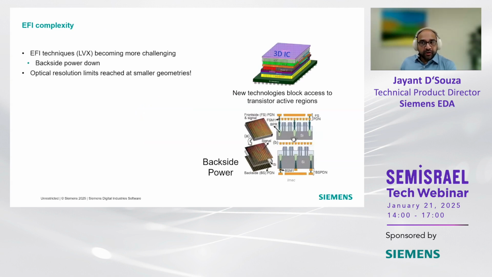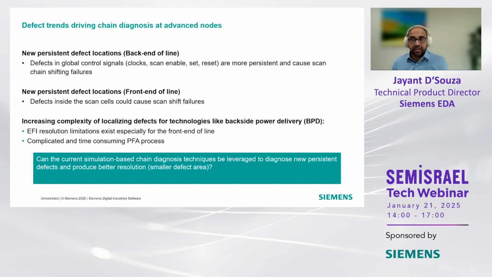But as the optical resolution limits are reached at these smaller geometries, EFI techniques like LVX become challenging, if not almost impossible. So in summary, the defect trends that drive chain diagnosis at advanced nodes are new persistent defect locations in the back end of line, like in the global control signals. Those are some of what is causing the population of chain defects to be stubborn at 50, 60%. There are new persistent defects in the front end of line, so defects inside of cells that are causing scan shift failures. And I'll talk more about some technologies that can be used to address it. And of course, there is the increasing complexity of localizing the defects for technology like backside power down.